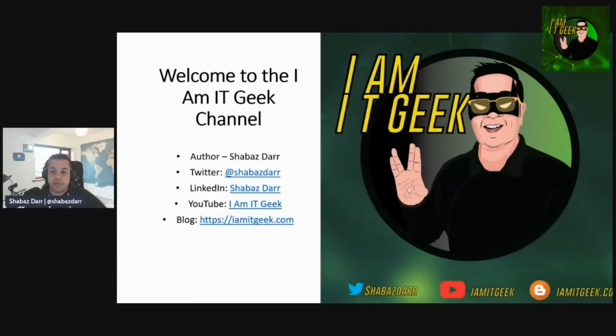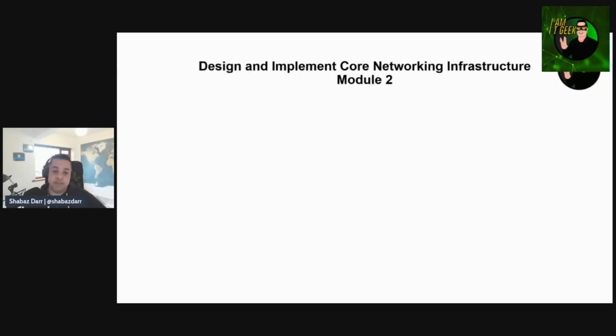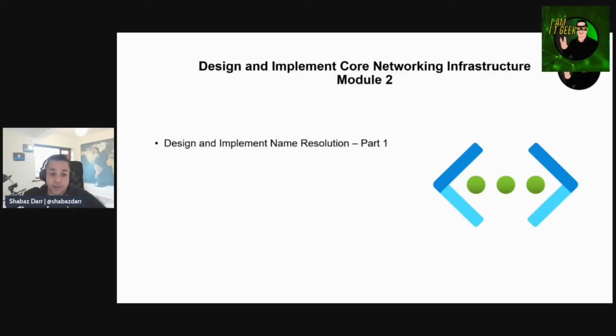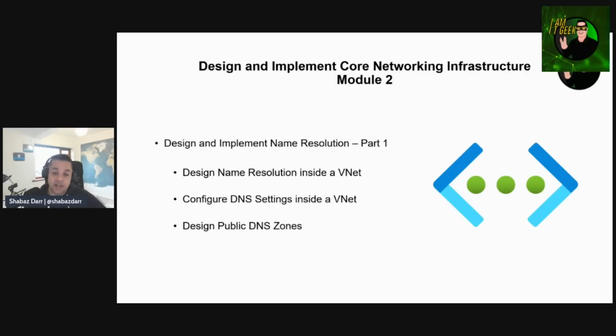As I mentioned, we are deep into Module 2 now, which is designing and implementing core network infrastructure. Today is part 1 of designing and implementing name resolution, so DNS. First of all, we're going to talk about designing name resolution inside of a VNet. We'll talk about configuring DNS settings inside of a VNet, and look at designing public DNS zones. That'll be followed by a demo from Mohammed Sajid around configuring DNS on a VNet.